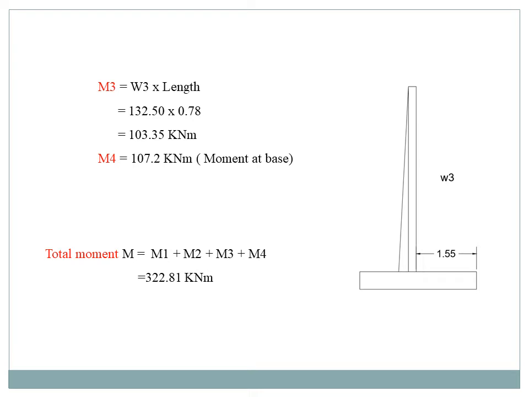So M4 is the moment at base from our starting step number 2, 107.2 kilonewton meter. So total moment M is equal to M1 plus M2 plus M3 plus M4. So the answer is 322.81 kilonewton meter. The next, the point of application we need to find out. Then Z is equal to sum of moments divided by sum of load. We know that sum of moment is 322.81, sum of load is 201.95. So Z is equal to 1.6 meter.